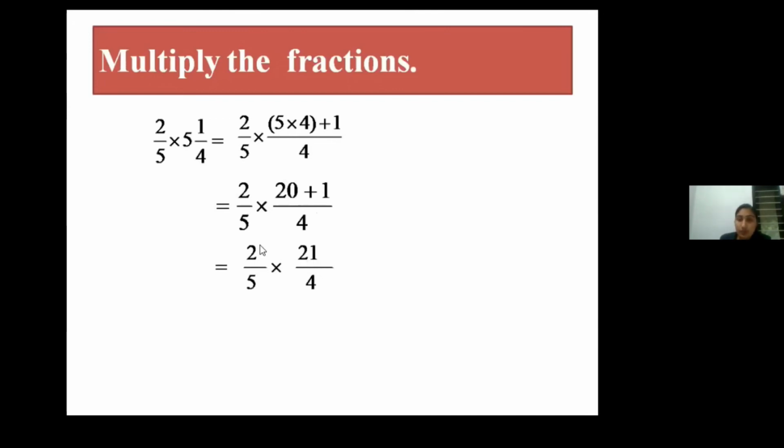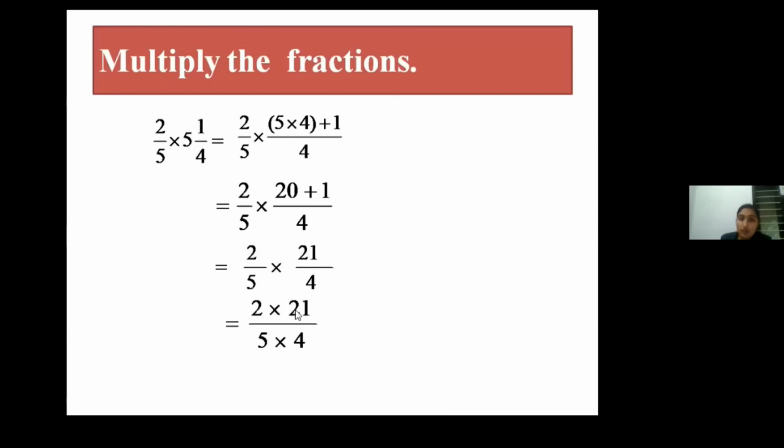So we have to find the product of numerators by product of denominators. That is, in 2 by 5, the numerator is 2 and the denominator is 5. In 21 by 4, the numerator is 21 and the denominator is 4. So here, 2 by 5 into 21 by 4, we have to find the product of numerators. The numerators are 2 and 21 and the denominators are 5 and 4. So we have to find the product of numerators by product of denominators.